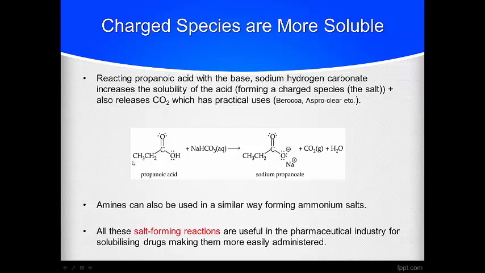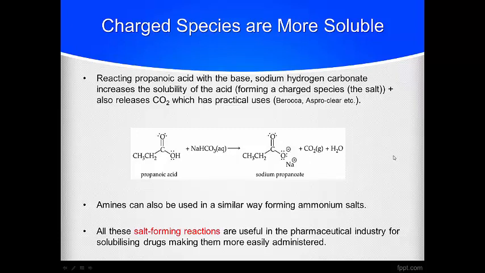So we've got our propanoic acid, we've got our sodium hydrogen carbonate, we then have our carboxylate anion, which is stabilized by the sodium, and we have carbon dioxide and water being produced. So you can see we've got this carbon dioxide gas being produced, so we would have bubbles. So when you dissolve your Barocca and Aspirin Clear and you get those bubbles, we've got our acid mixing with base. When it's in an aqueous environment, it forms the charged species. Okay, so similar to this, and we have the bubbles.